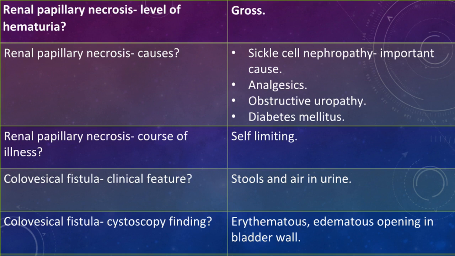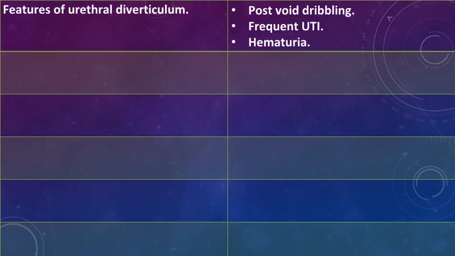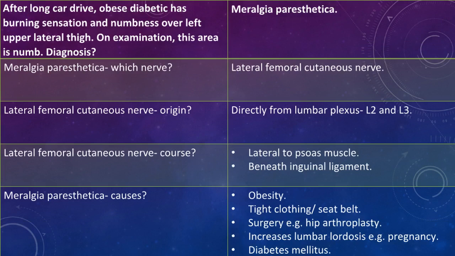Stools and air in urine. Colovesical fistula cystoscopy finding. Erythematous, edematous opening in bladder wall. Features of urethral diverticulum. Post-void dribbling. Frequent UTI. Hematuria.